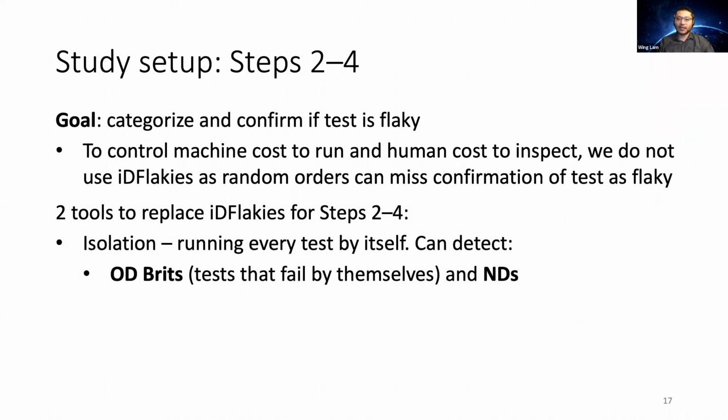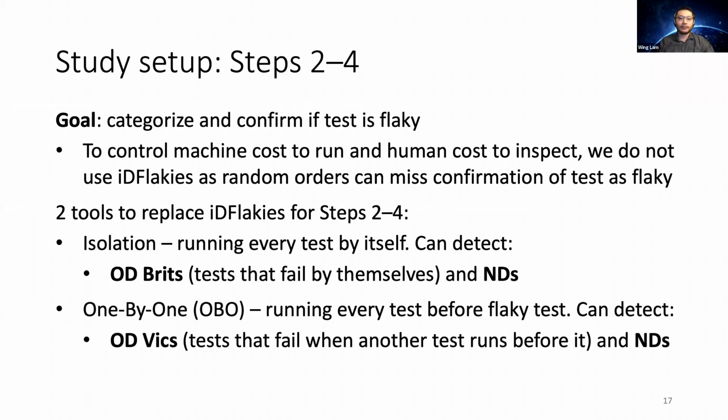In order to replace iDFlakies, we use 2 main tools. The first one is isolation, which is essentially running every test by itself, and that can help us detect order-dependent brittles, which are again tests that fail by themselves, and non-deterministic tests. We also use one-by-one, which is essentially the idea of running every test before a flaky test. And this again is very helpful to detect order-dependent victims, which are tests that fail when run after another test, or sorry, when another test runs before it. And it can help us detect non-deterministic tests.